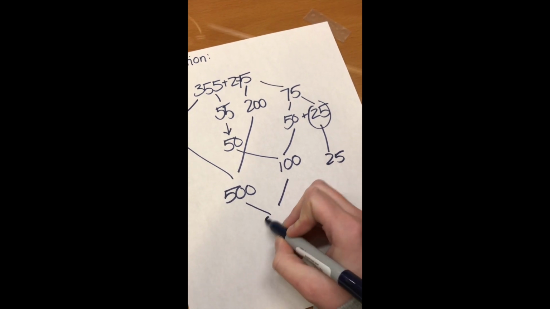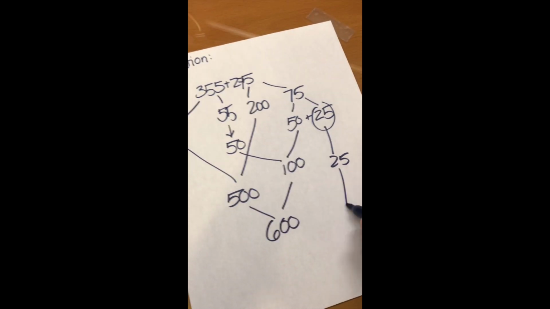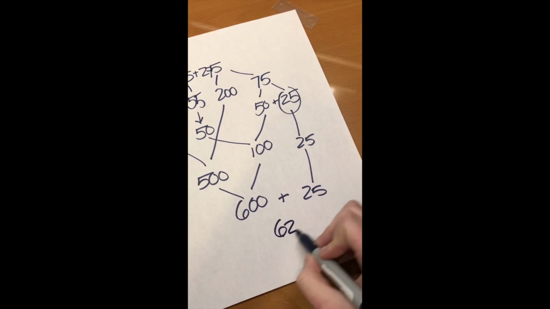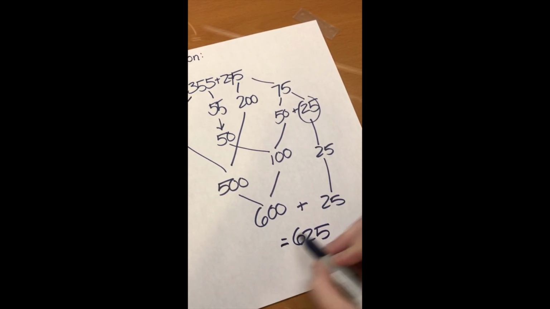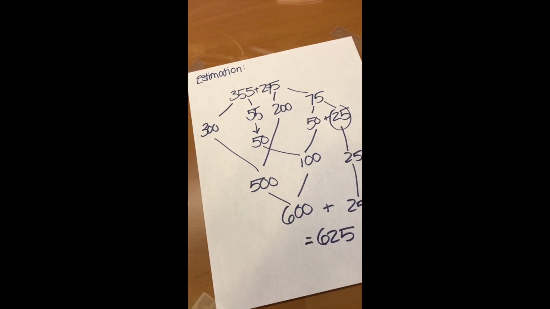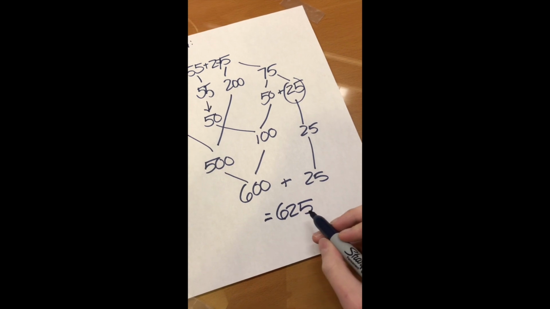We'll add our hundreds together and we get 600, and we'll add our 25 and we get 625. So we are estimating that 355 plus 275 is going to equal about 625.